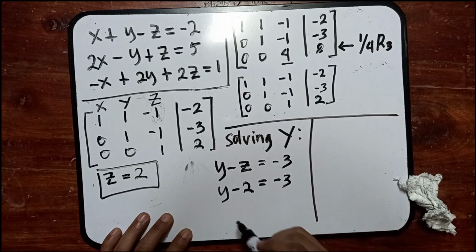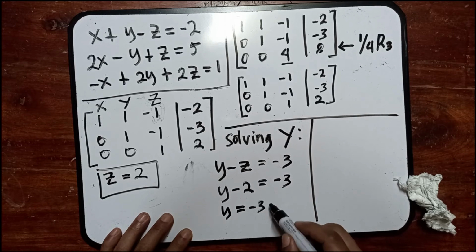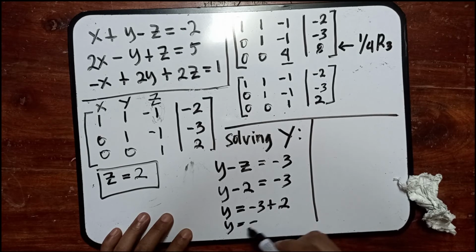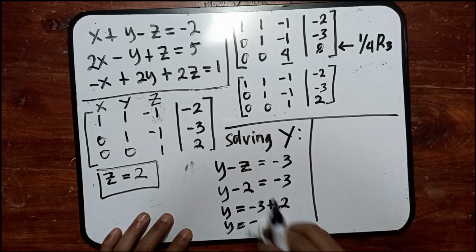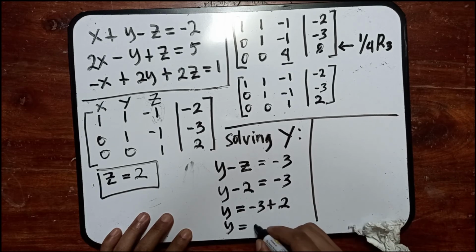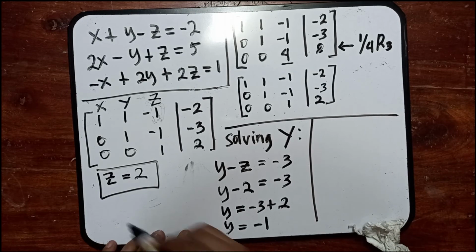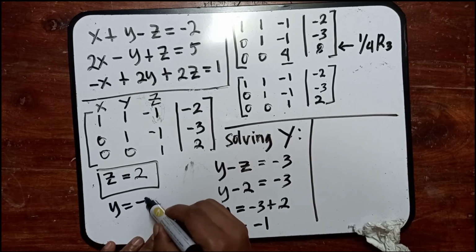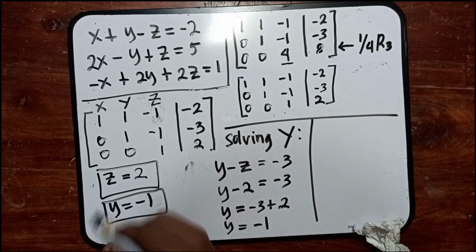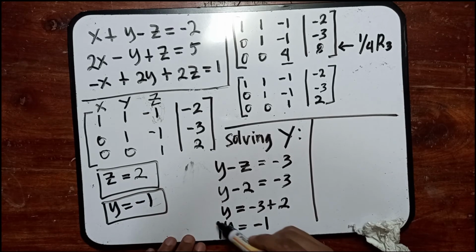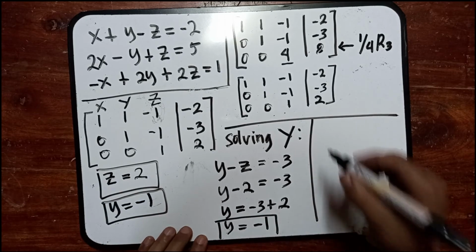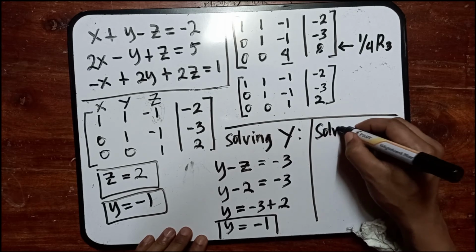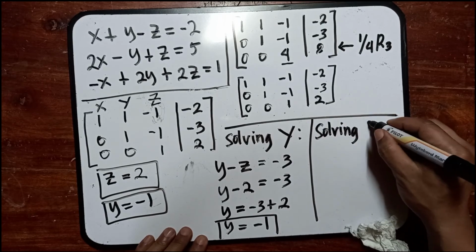Okay, we can perform elimination here. y becomes equal to negative 3 plus 2. So y is negative 1. So we know that y is now negative 1. Alright, so this is now our final answer for y. Let's now solve for x.